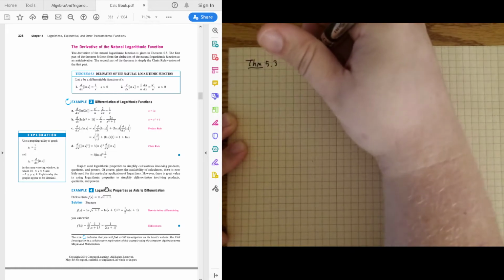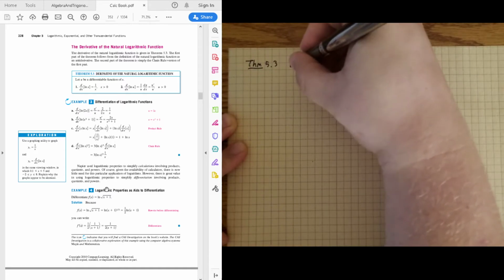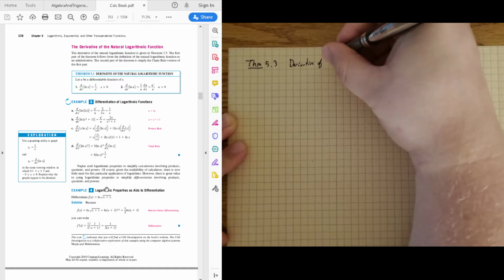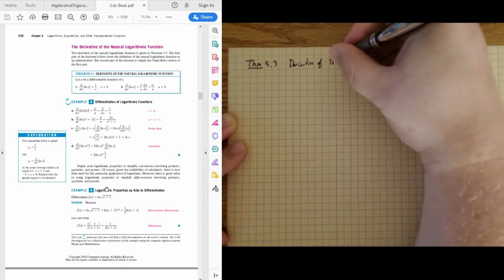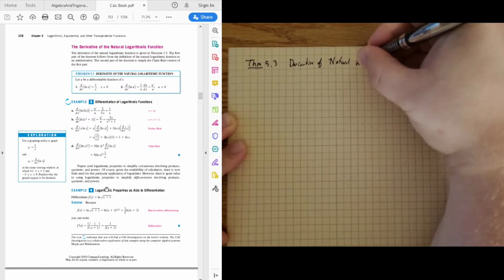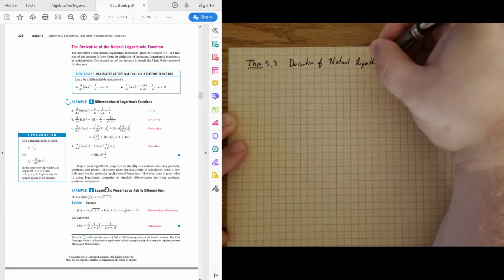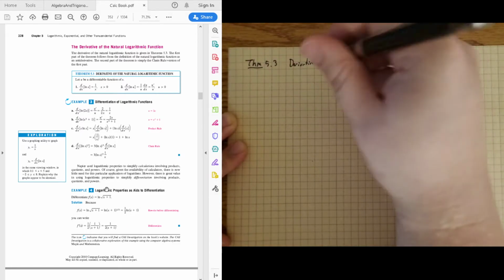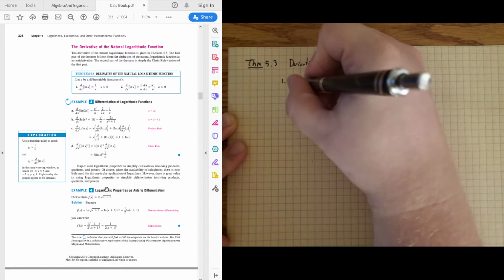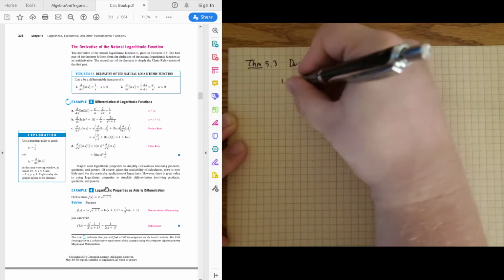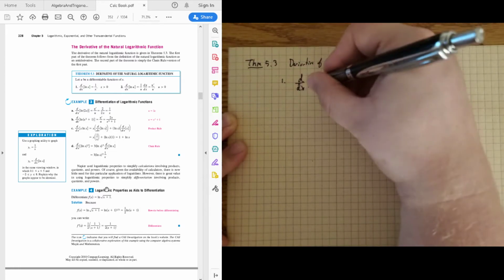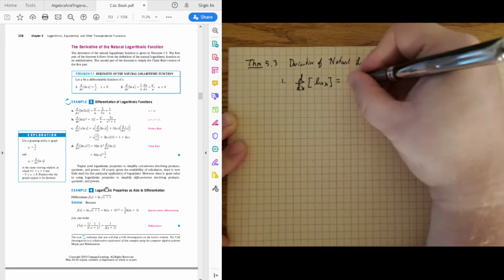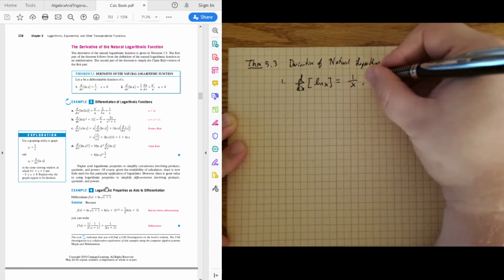Okay, so to finish the day, Theorem 5.3. Theorem 5.3 is defined as the derivative of the natural logarithmic function. There are two parts to this, as you can see in the text. Part 1, the basic derivative. The derivative with respect to x of ln of x is equal to 1 over x, defined when x is bigger than 0.